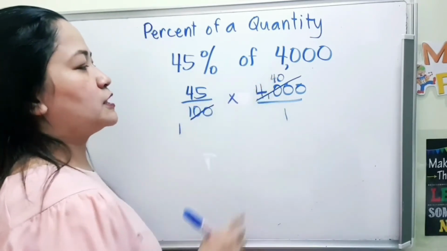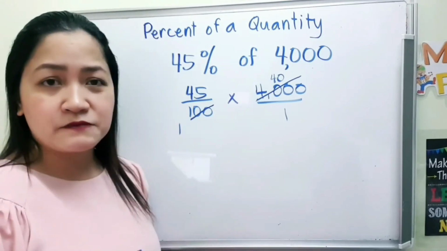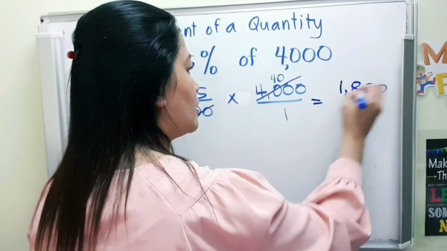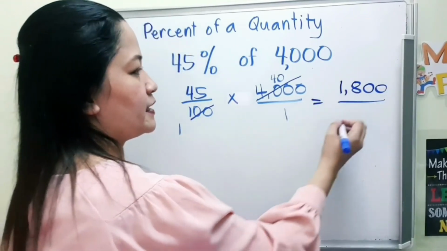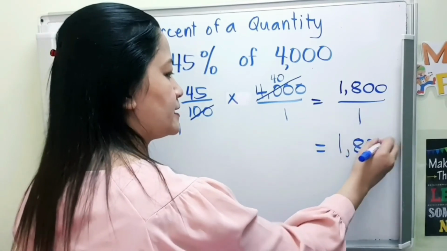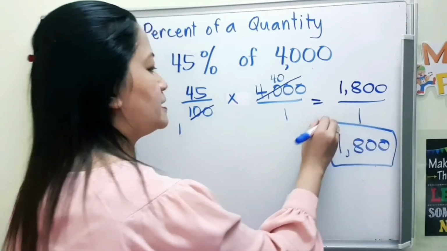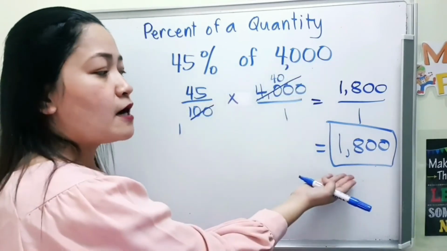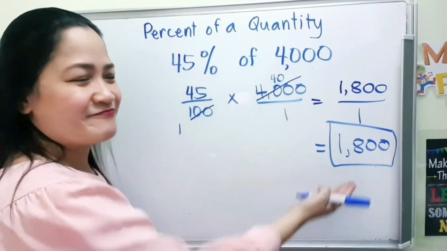Now, this is already simplified since the other number is 1. Now, we can multiply. 45 times 40, that is 1,800. Over 1 times 1 is 1. And that is equal to 1,800. So that means 45% of 4,000 is 1,800.